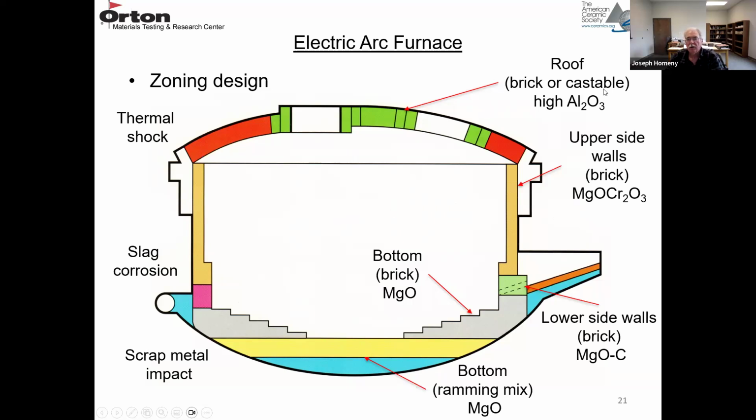This roof can be either brick or castable. It's usually high alumina. And then there's 3 holes in the roof for the electrodes. Upper side walls may be a mag chrome type material. The bottom may be an MgO brick. And where there's a slag metal line, where there's the most corrosion taking place, you may have an MgO carbon brick. And the bottom may be an MgO ramming mix.